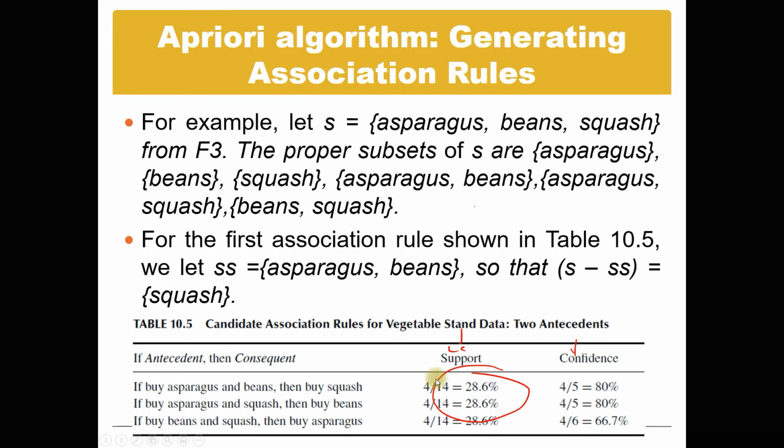Now you can go a little bit further and say, okay, you don't want all rules, you want rules that have a minimum of 80% confidence. If this is the case, then in addition to that, you would avoid presenting this rule. You will not be presenting this rule. You will be presenting only the first two rules.